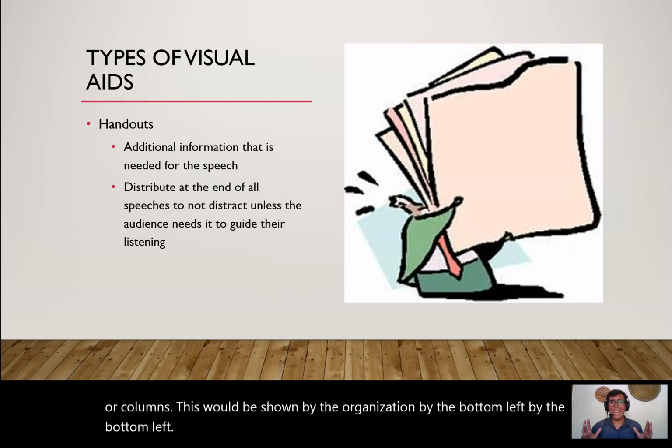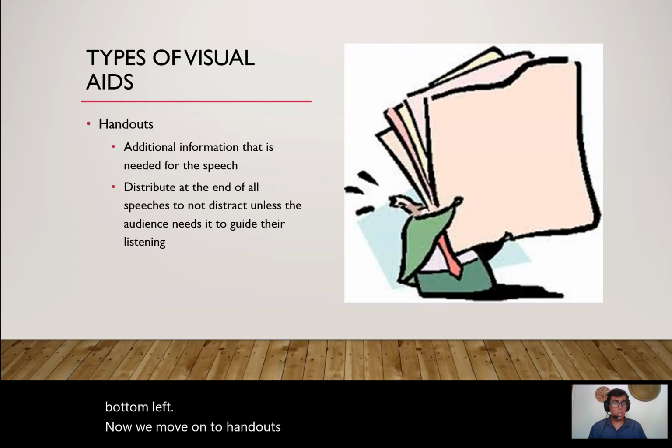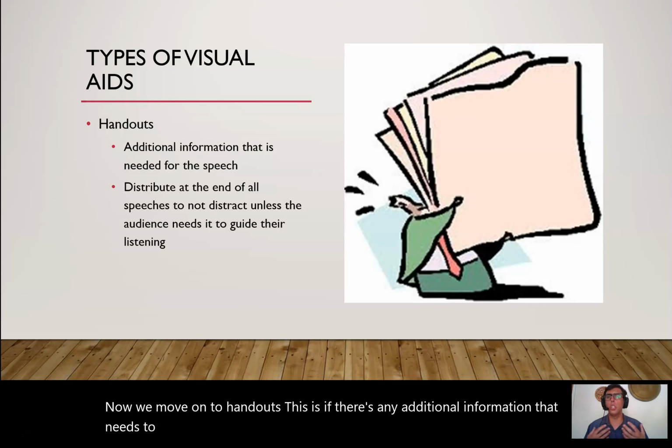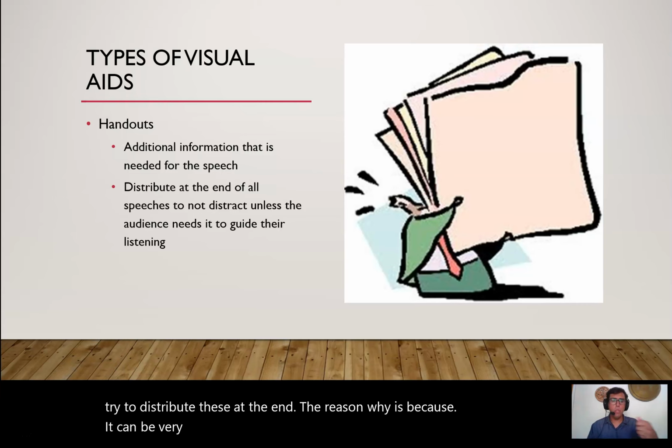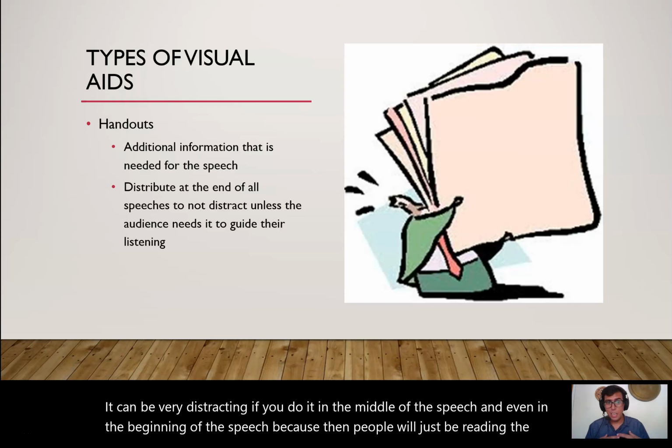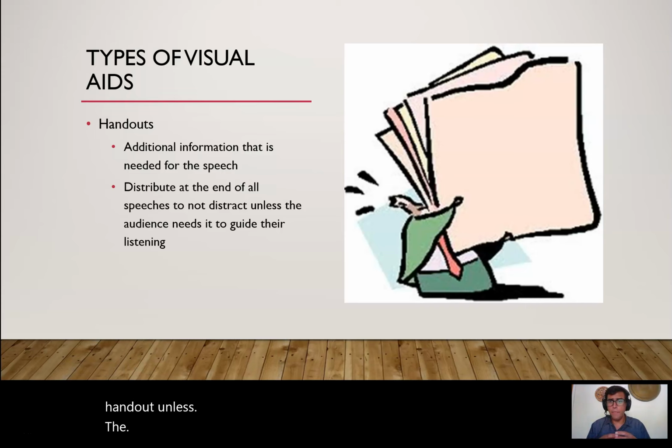Now we move on to handouts. This is if there's any additional information that needs to be understood throughout the speech. You should always try to distribute these at the end. The reason why is because it can be very distracting if you do it in the middle of the speech, and even in the beginning of the speech, because then people will just be reading the handout. The only exception to this is if it is to guide the listening of the audience.